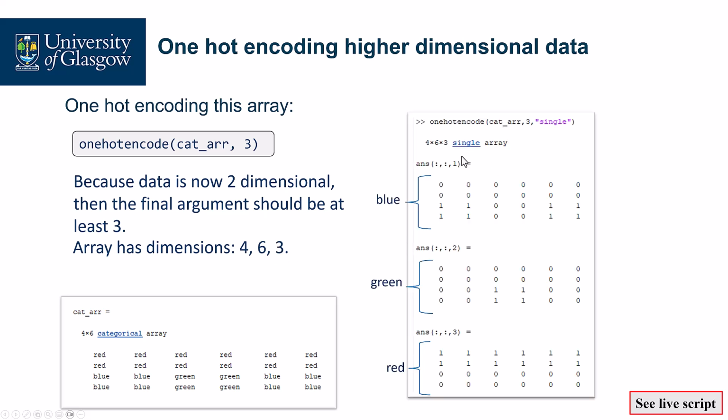So we can see the result is here. A 4 by 6 by 3 single array, right? We can see the first layer, the second layer, the third layer. This layer refers to the blue. This layer refers to the green. This layer refers to the red. So this is one-hot encoding of higher dimensional data.